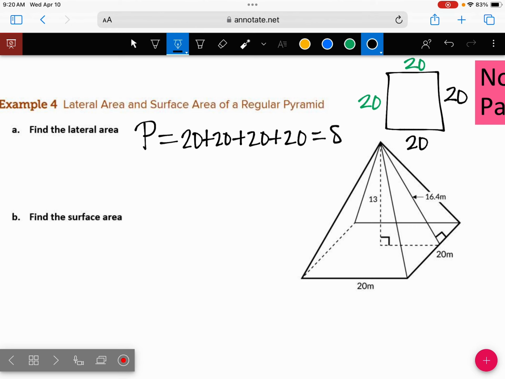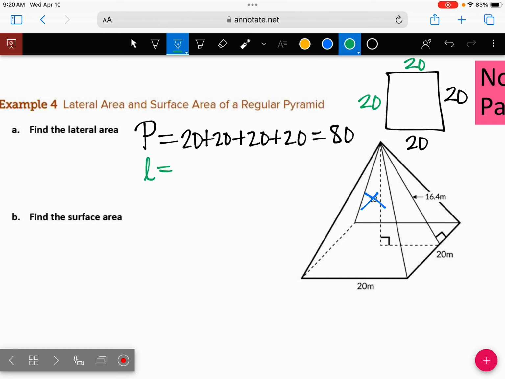Cortez, what did you get? 80. Anybody else get 80? All right, so now to find the lateral area, we just need to take that and multiply it by the slant. This here, do you see how we have this little line that's going on the outside? The slant is always outside. That would be 16.4. So I'm not using that 13. That 13 is only there to confuse me because I don't need to use that at all.